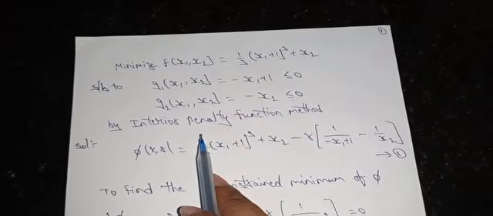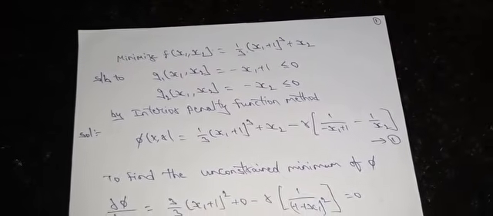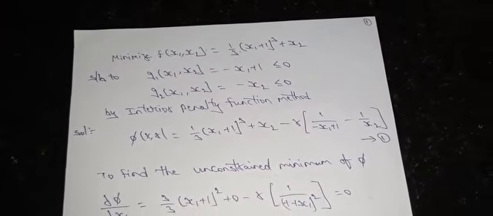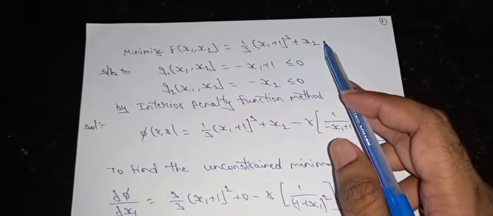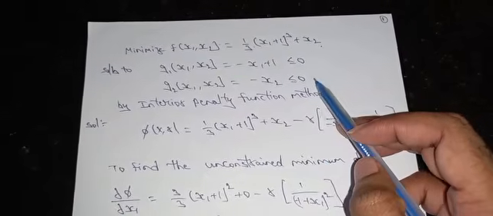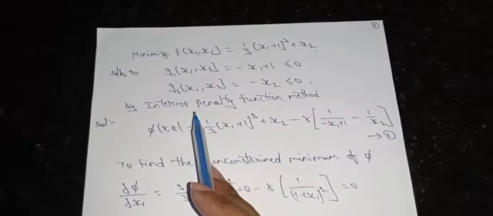This is the interior penalty method. Penalty is of two types, interior penalty and exterior penalty. First we will discuss the interior penalty method. In the interior penalty method, they give the objective function like this, and these two are the constraints. Solve this using the interior penalty method.